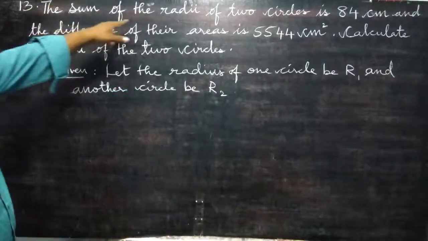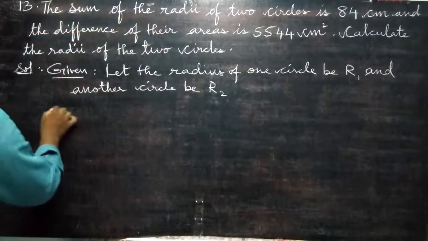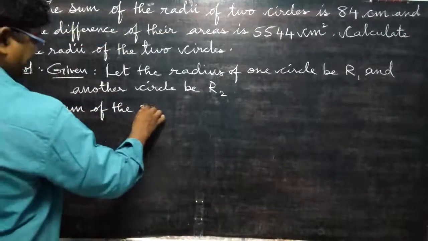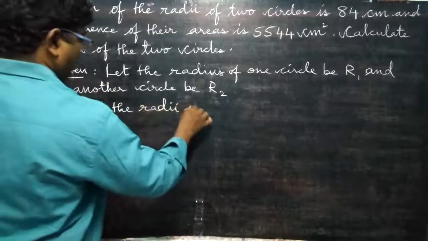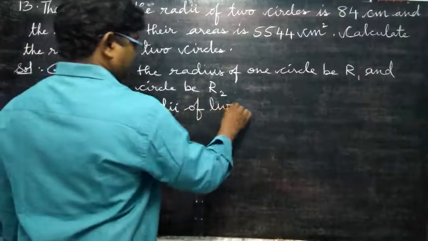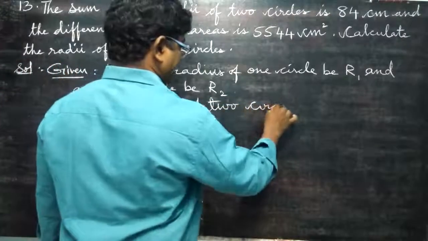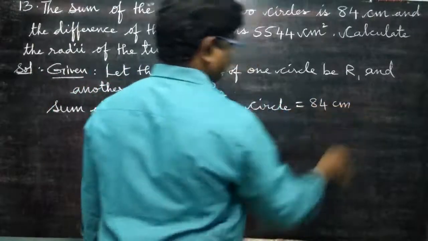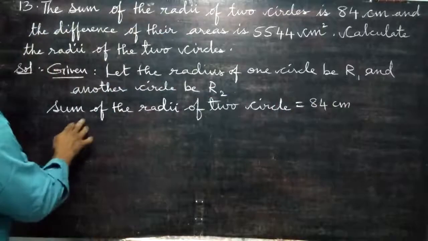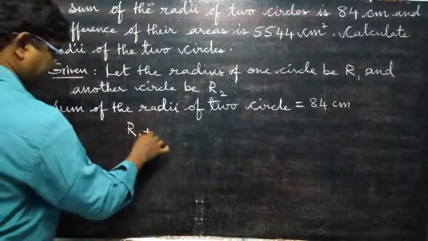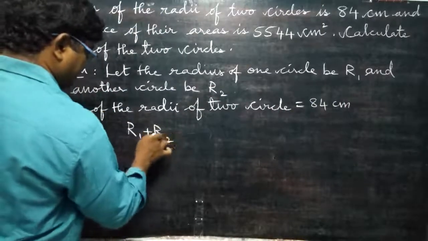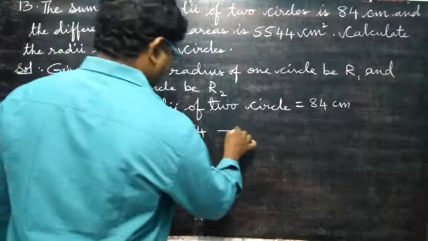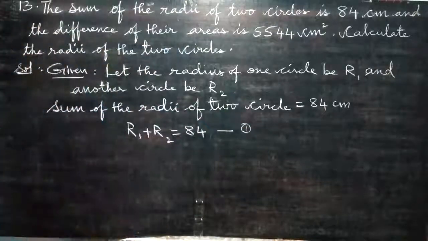Now, the sum of the radii of two circles. How much they have given? 84 centimeters they have given. Sum means what? Addition. So R1 plus R2 is equal to 84. This is number one, equation number one. Next, what are they telling?